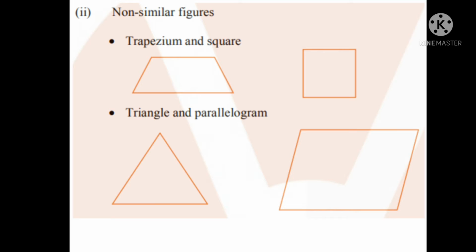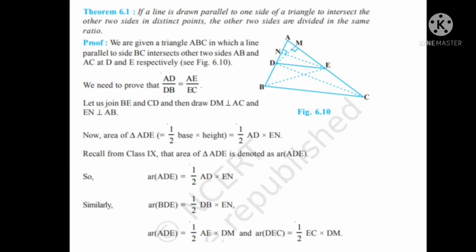Now let us understand what are non-similar figures. Now you can see there is a trapezium and a square. Both of them are having 4 sides, but look at their size and look at their shape. They are different. Now let us see the triangle and the parallelogram. Triangle is having 3 sides and parallelogram are having 4 sides. Neither the shape, neither the size are equal. So they are non-similar figure.